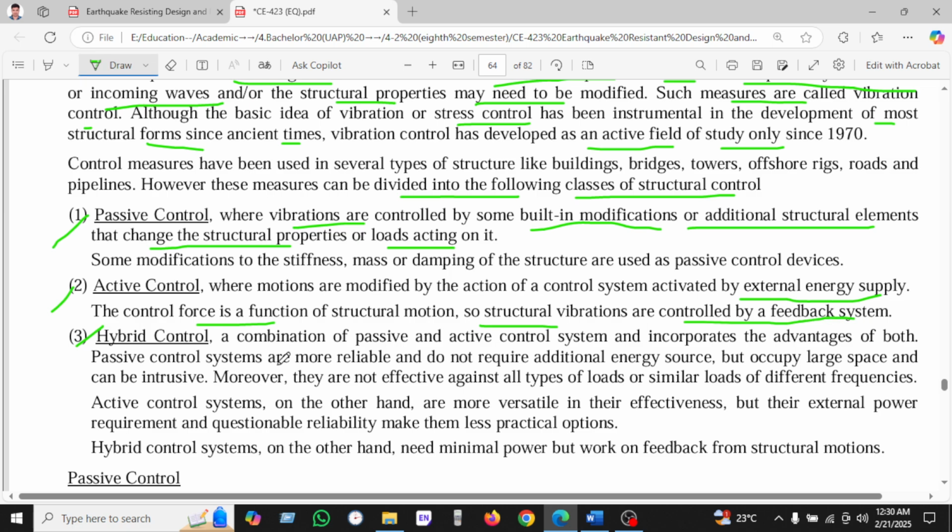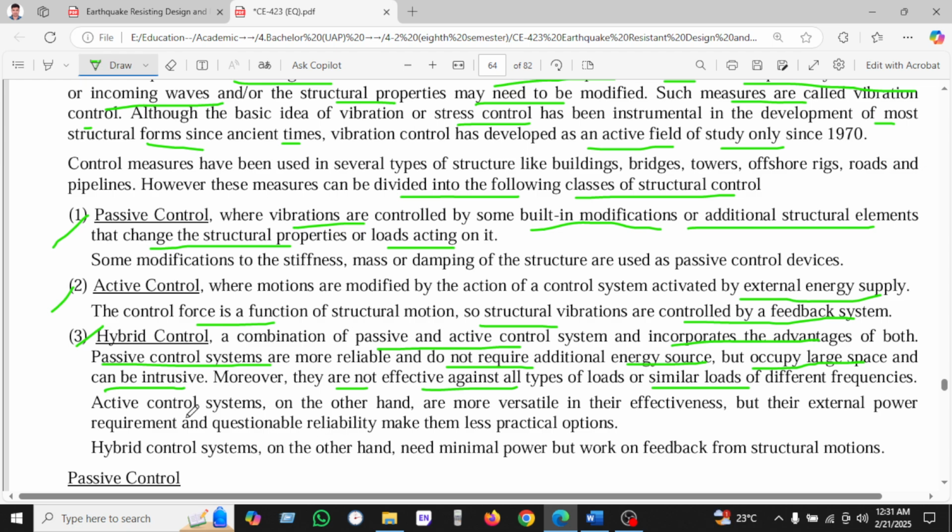And then the last one, the hybrid control, a combination of passive and active control systems, which incorporates the advantages of both. Passive systems are more reliable and do not require an additional energy source, but they occupy large space and can be intrusive. Moreover, they are not effective against all types of load or different frequencies.